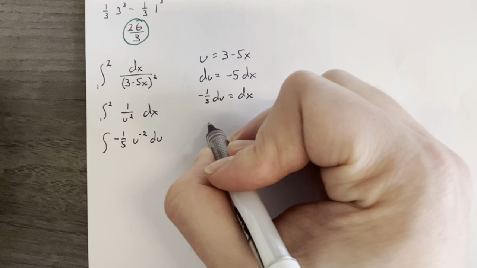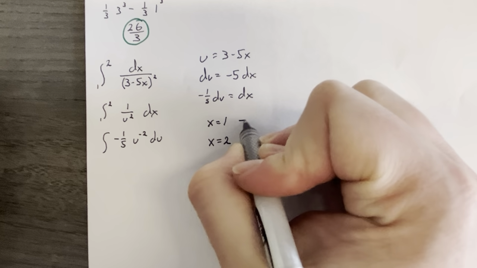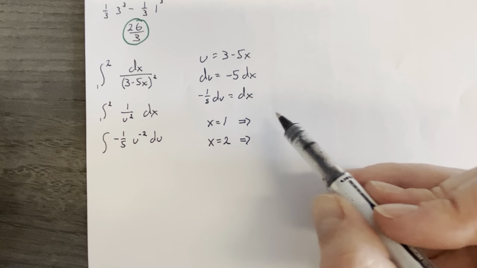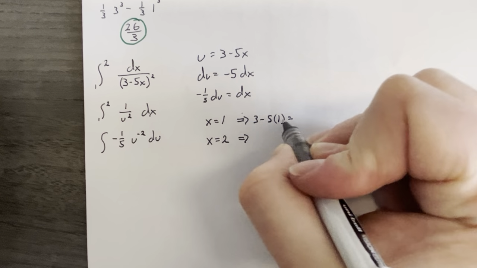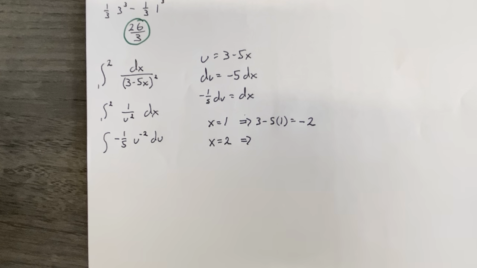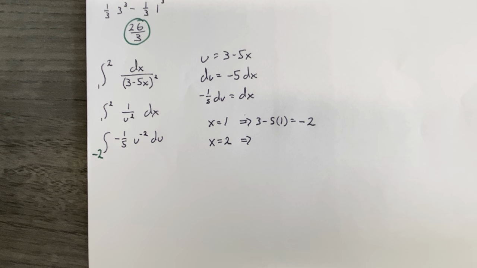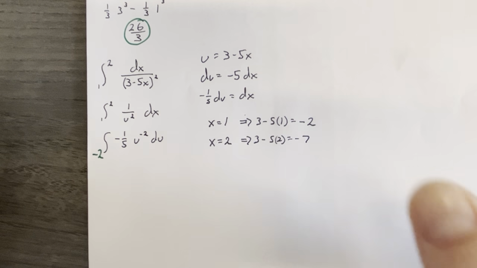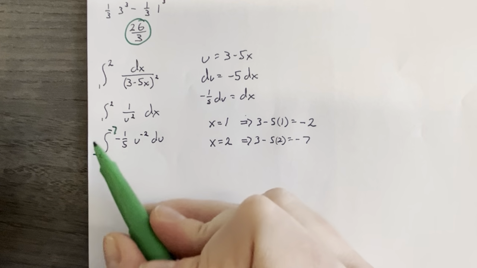So we need to think, well, when x is 1 and when x is 2, what do we get? And the reason we're going 1 and 2, those are the bounds we have. So when x is 1, let's see. 3 minus 5 times 1, which is -2. So where the 1 is, we should have a -2. If we're plugging 2 in here, 3 minus 5 times 2, which is -7. And we should be able to integrate and solve this.